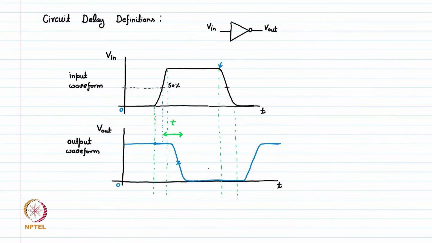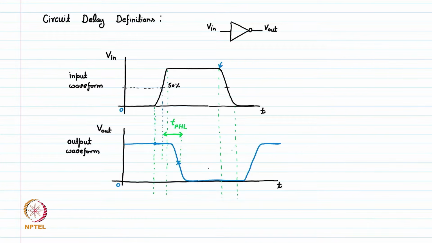We call it T. T is the time delay and the subscript is P. P is the propagation delay and HL. We call it TPHL, which is the propagation delay going from high to low of an output. So this much is the time we have in going from high to low.